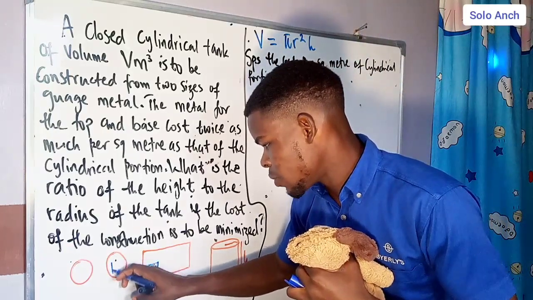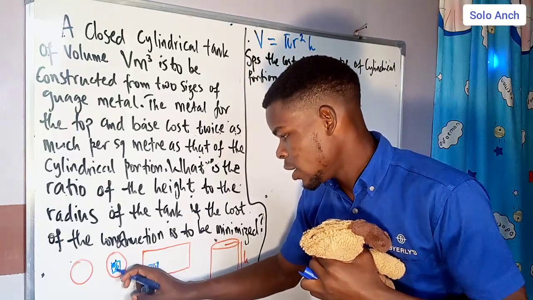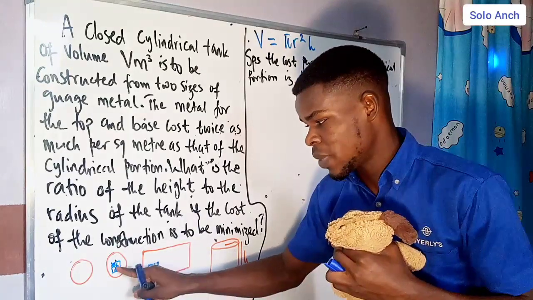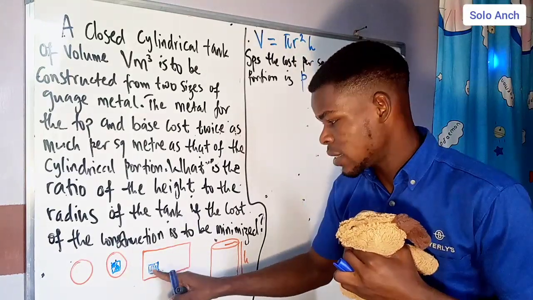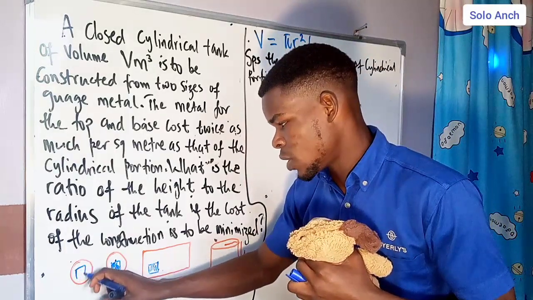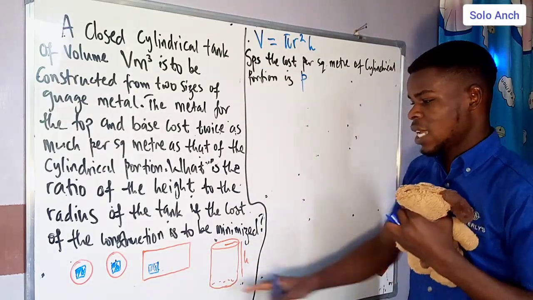So if you try to measure that same square meter on the top, this is going to be 2P, the cost for this particular metal. So the small piece of metal you use here is going to cost twice as much as the small piece of metal used here. Same thing with this one. This is because the top and the bottom are made of the same metal. All right, so that is what we have.